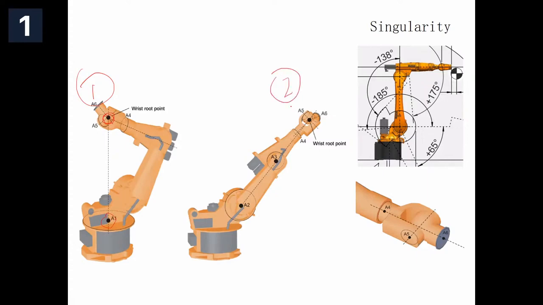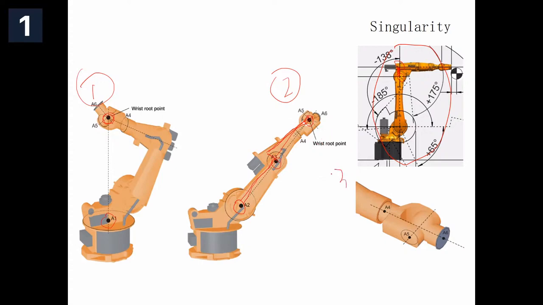The second is when the waist, elbow, and shoulder axis are in one line. If you see this robot, you can see there is a little offset in this place. So in fact, this line and this line are not parallel. Just notice that, it's okay.